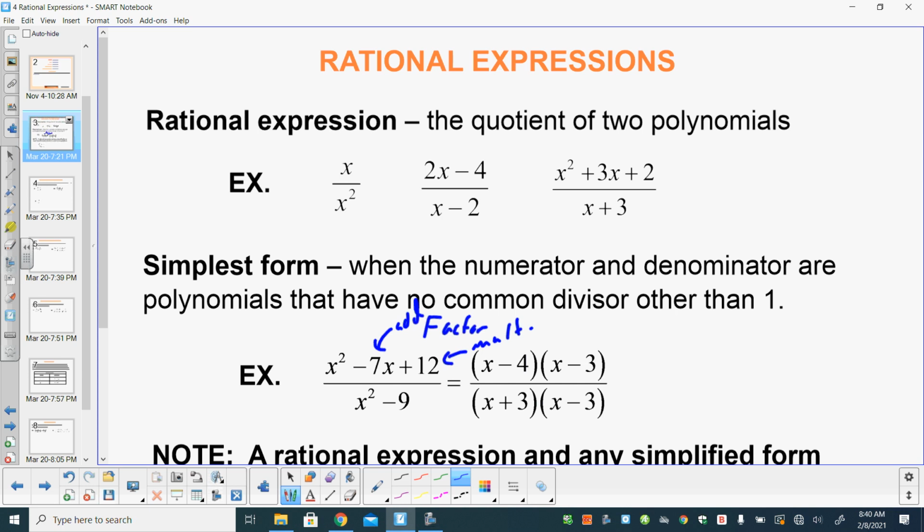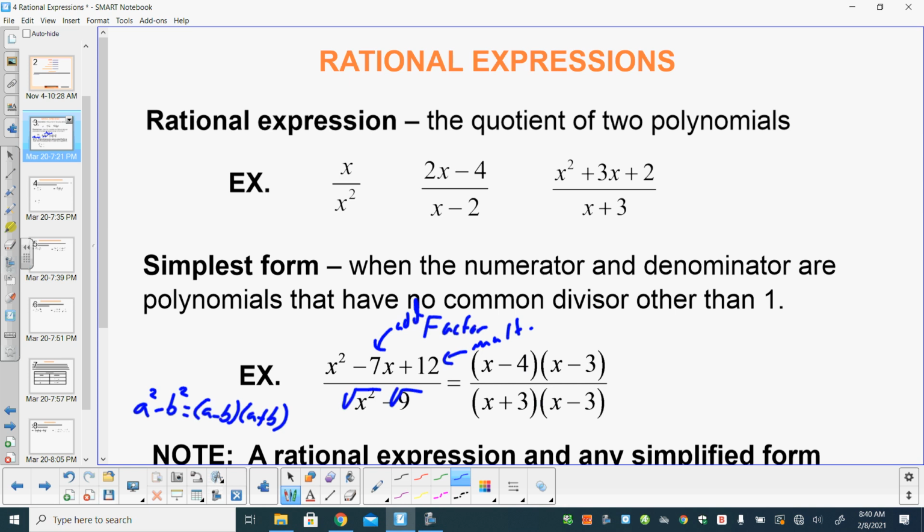The one on bottom, what's special about that guy? What kind of binomial? It's a square. It's called a difference of squares. So note, a squared minus b squared is equal to a minus b times a plus b. So what you'll do is you take the square root of each. The square root of x squared is x. I'll write it down twice. Square root of 9 is 3. I'll write it down twice. One with a plus, one with a minus. And then it's factored. It does not matter if it's minus, plus, plus, minus. That's the first step.